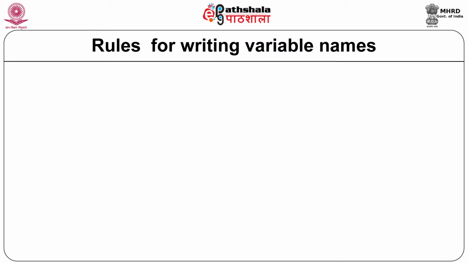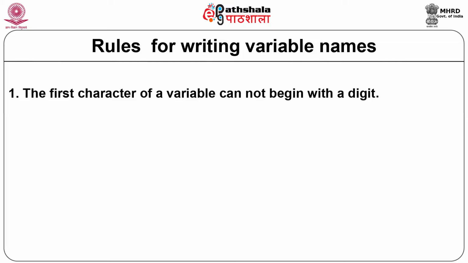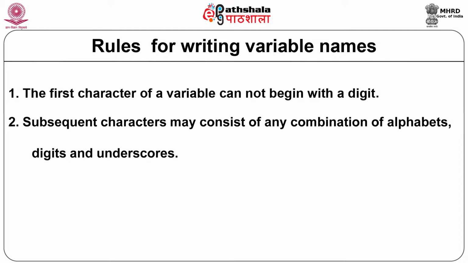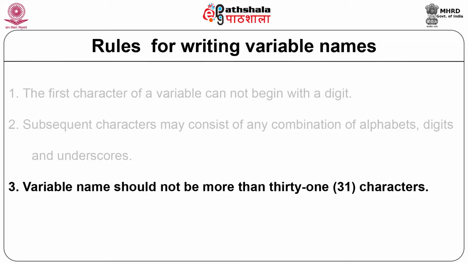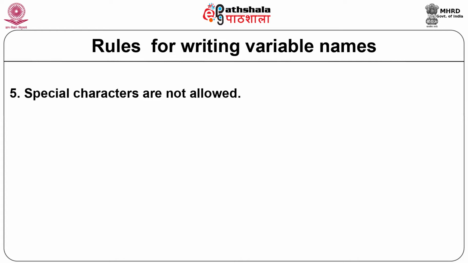There are certain rules given for defining or constructing variable names. The first character of a variable name cannot be a digit. Subsequent characters may consist of any combination of alphabets, digits and underscores. A variable name should not be more than 31 characters as far as a 16-bit compiler is concerned. For other types of compiler, different lengths of characters can be considered. Blank spaces are not allowed in a variable name. Special characters are also not allowed.